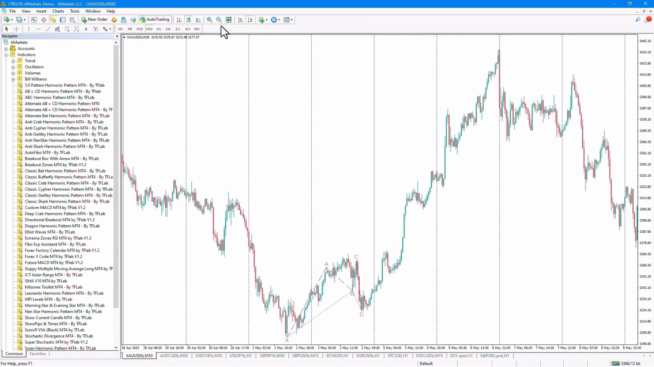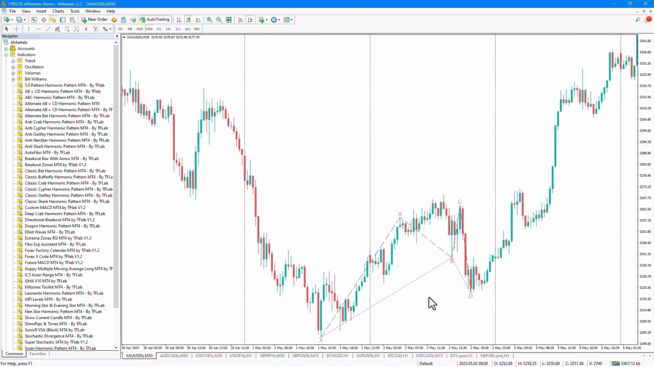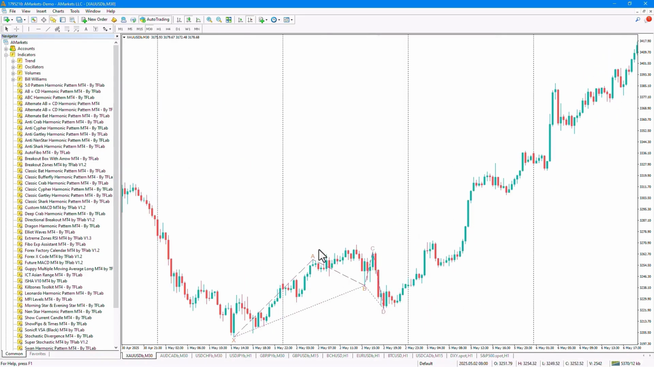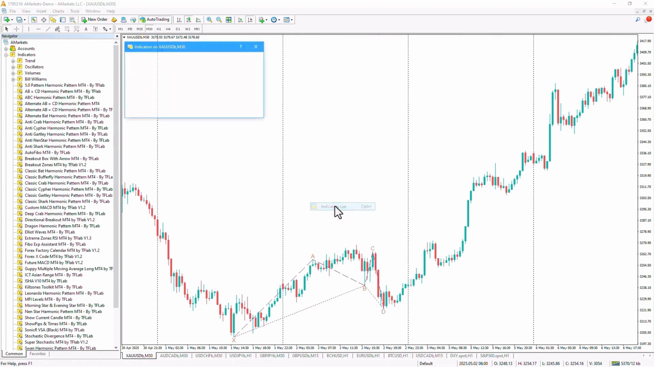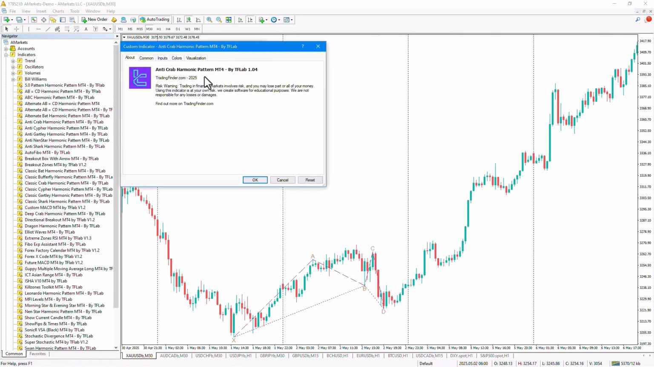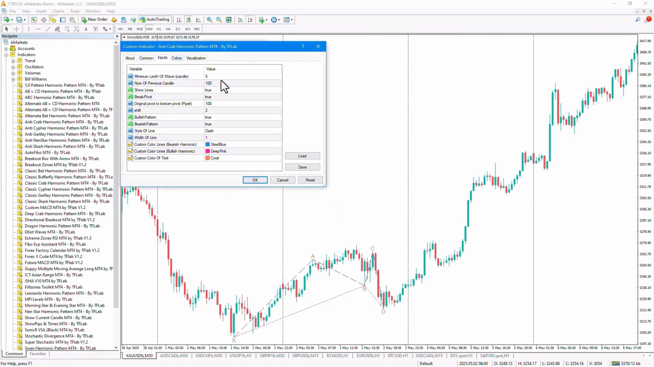to detect it, and by using point D in the harmonic pattern, they can identify the potential reversal zone or PRZ and enter a buy or sell trade in the market. In the Settings section, under the Input tab, there are options available for us. In the first part, we can set the minimum wavelength of the indicator, which is based on the zigzag indicator.